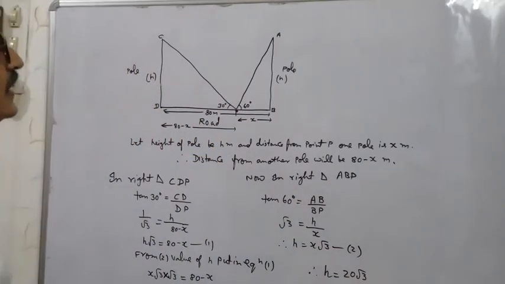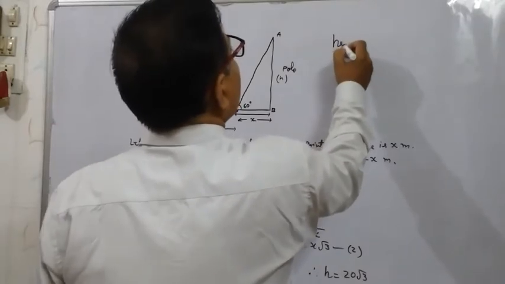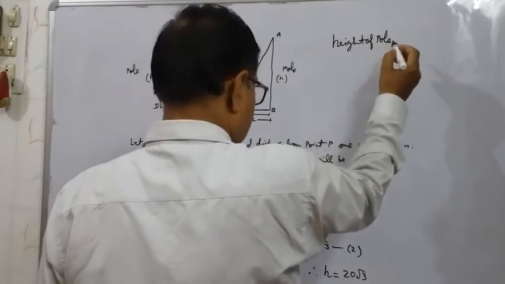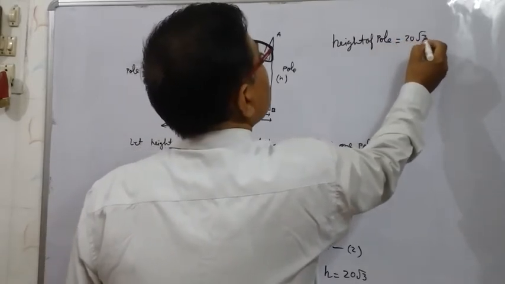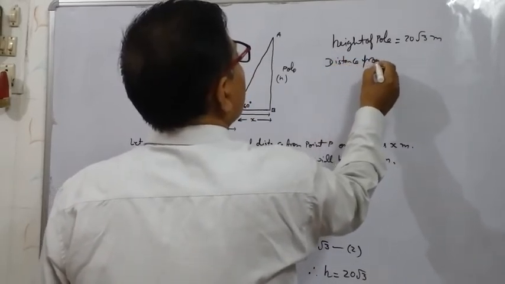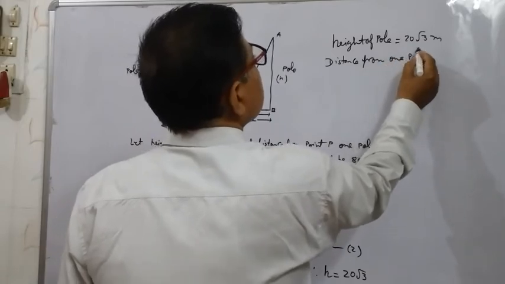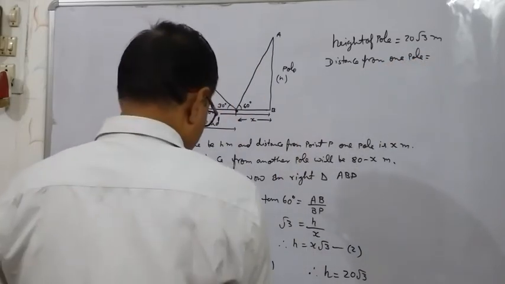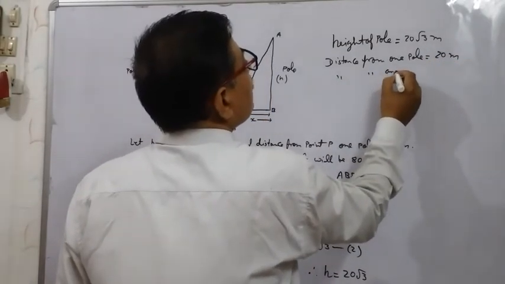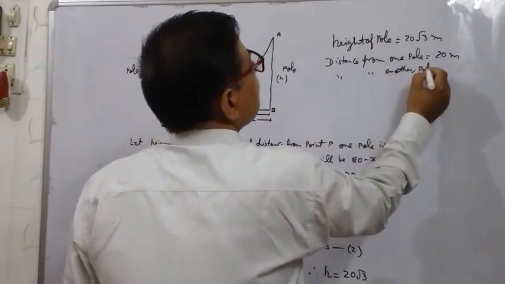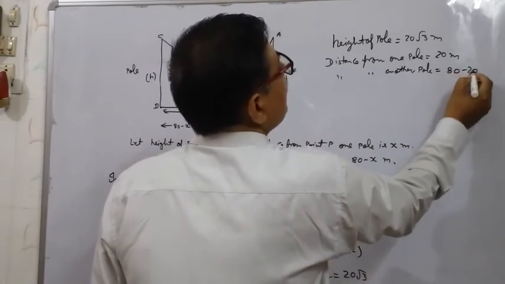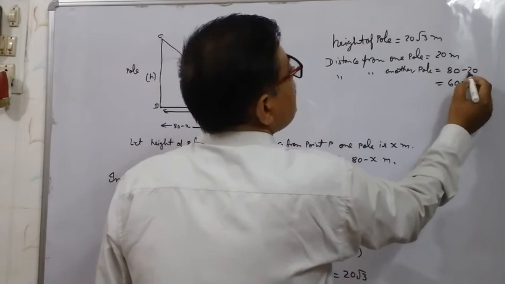So we have got the height of the pole, that is the answer. We had taken h as the height, so the height of the pole will be 20 root 3 meter. The distance from one pole, that is x, is 20 meter. And the distance from the other pole is 80 minus x, that is 80 minus 20, which is 60 meter. So we have got this answer.